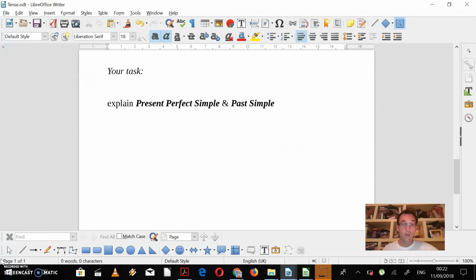Right, another homework. Try to explain the present perfect simple in these terms, and then the past simple. Make notes, as I'll be checking your notebooks.